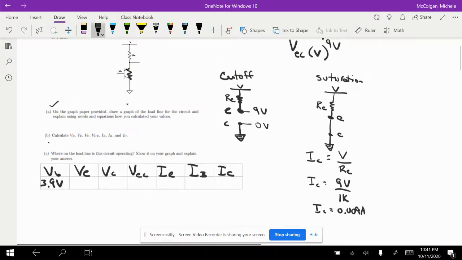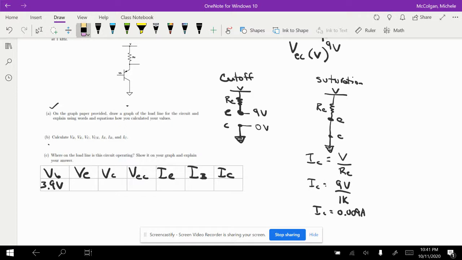Okay, and we know now that looking at this, our PNP transistor, the current is going to be flowing from the emitter into the base. And so we know that the base has to be 0.6 volts lower than the emitter. That tells us that the emitter is the base plus 0.6 volts, and so that's going to equal 4.5 volts. So right here, we know that this voltage is going to equal 4.5 volts.